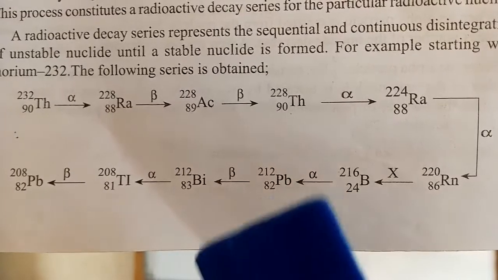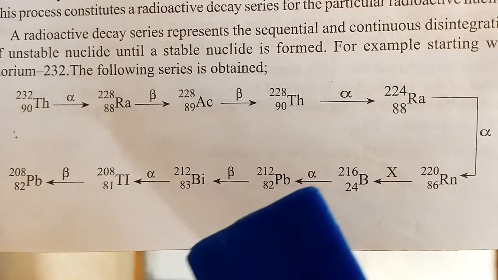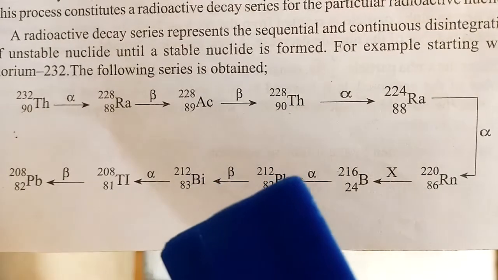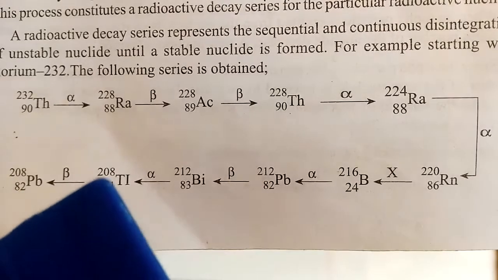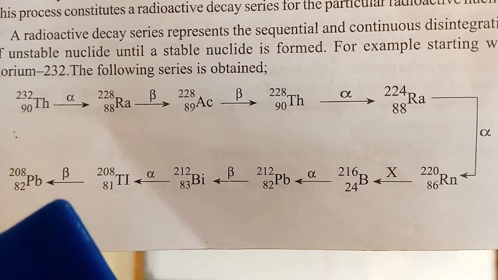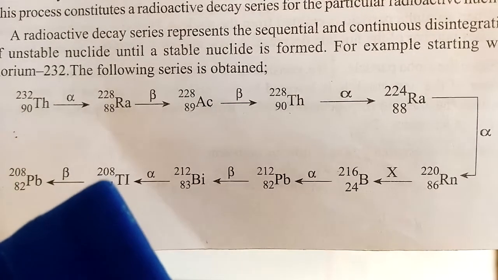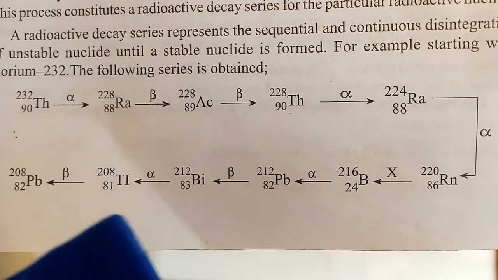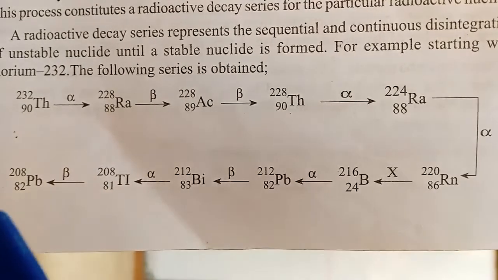This other lead was lead 212, so this is another isotope of lead. The atomic number is the same, 82, but the mass number there is 212, and this is 208. So you can see from thallium to lead, when beta is emitted, there is no effect on mass number. The mass number remains 208, but the atomic number increases by 1 from 81 to 82.